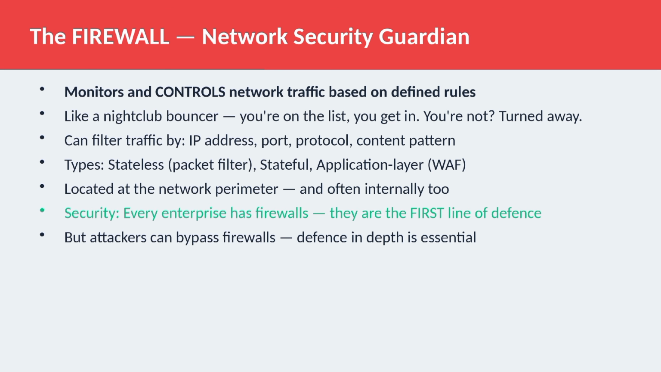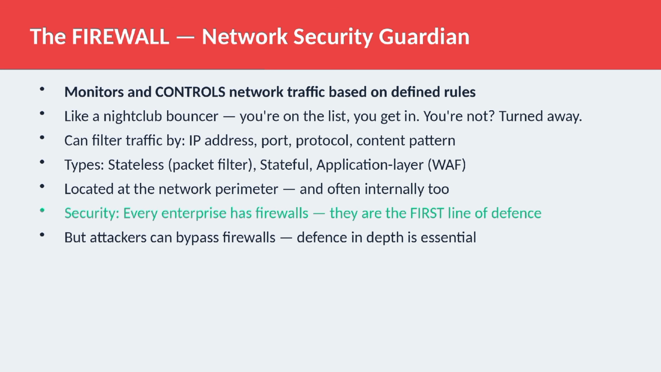Firewall. A firewall is a security device that monitors and controls network traffic based on rules. Think of it as a bouncer at a club. You have a guest list. If your name is on the list, you get in. If not, you're turned away. A firewall inspects incoming and outgoing traffic and decides what to allow and what to block. It can block traffic based on IP address, port number, protocol, or even more complex patterns of behavior.